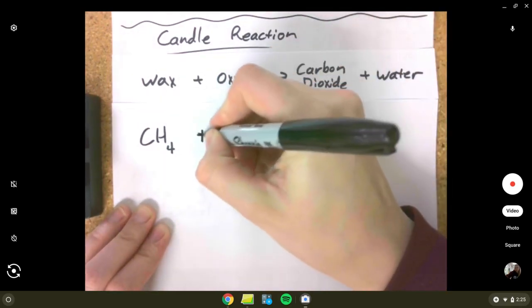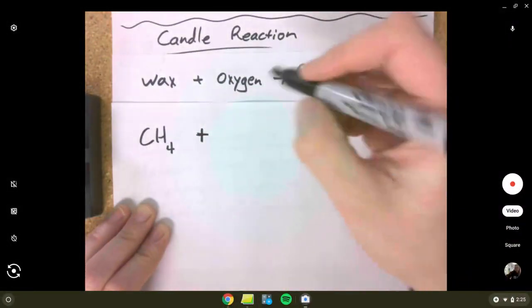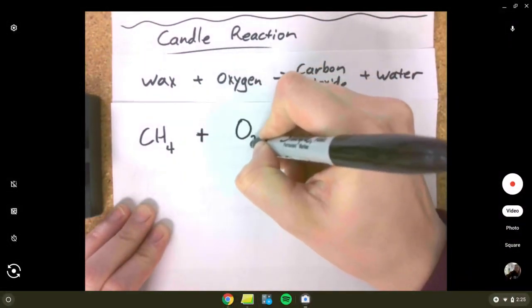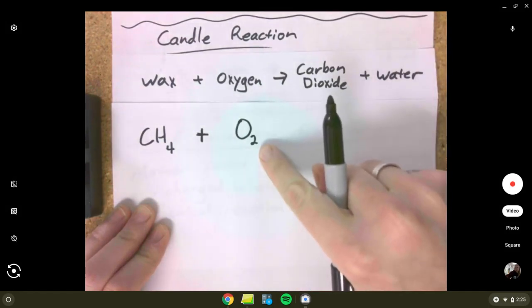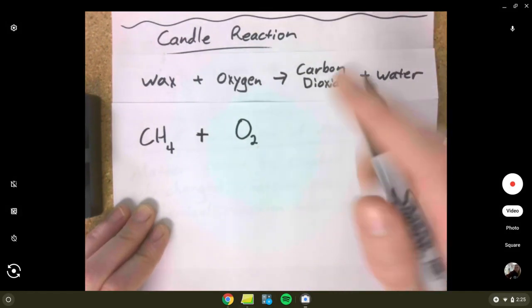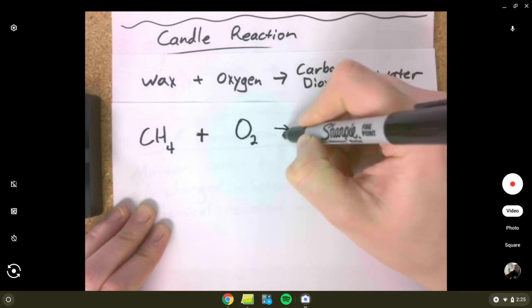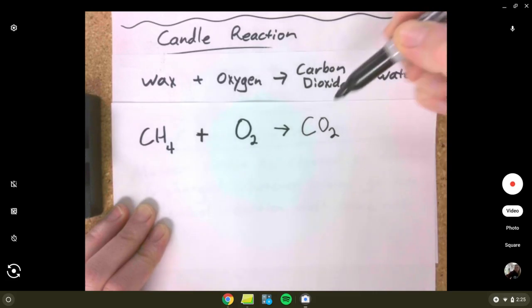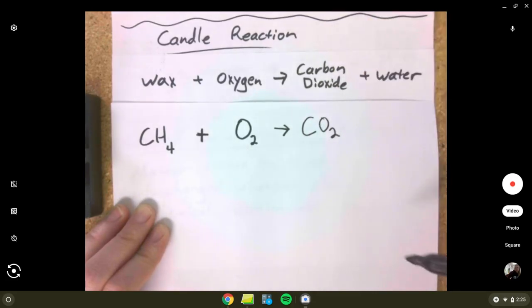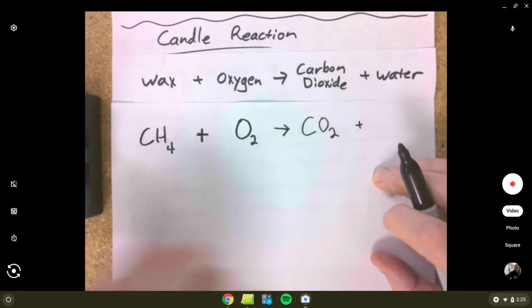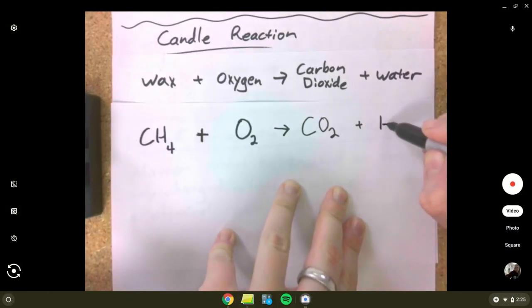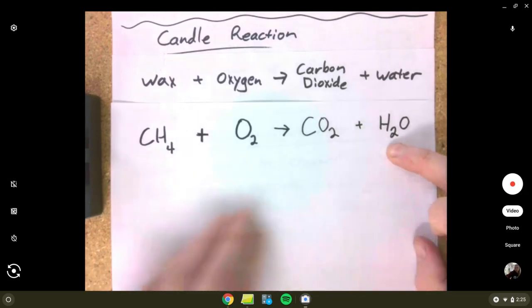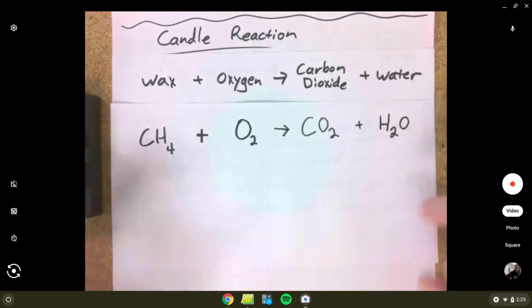Plus, it looks like a T, plus the oxygen we have in our air is capital O, subscript 2, O2 is what we call it. And then that becomes carbon dioxide, which is CO2, capital C, capital O, subscript 2, plus, hopefully you know that water is H2O. Okay, capital H, subscript 2, capital O. So there's kind of our chemical formula.